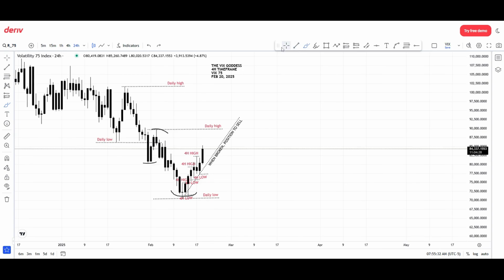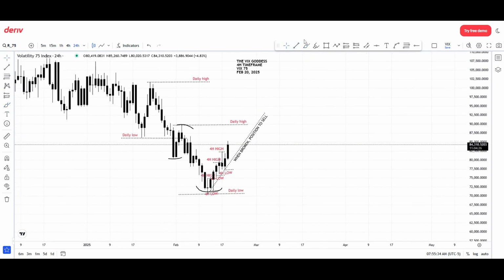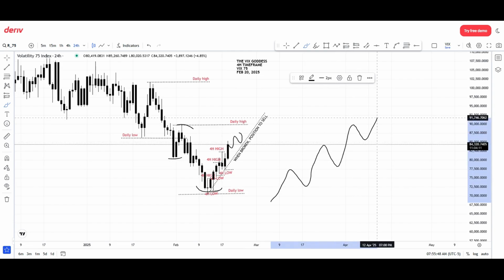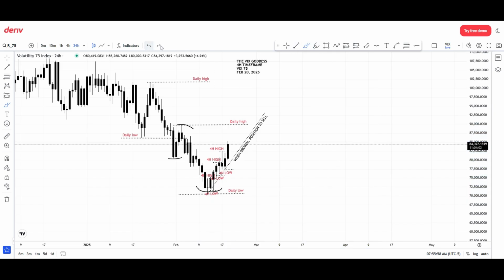Yeah, so price can continue to buy. And on the daily time frame you're seeing a little push here. When you go on a 4 hour time frame, this is what you're going to see. Yeah, as long as price does not break this daily high, we're good to go.